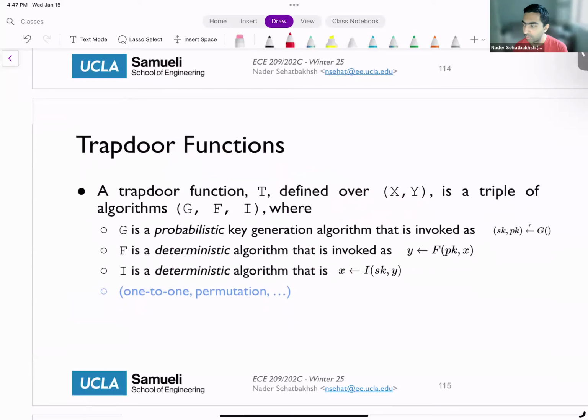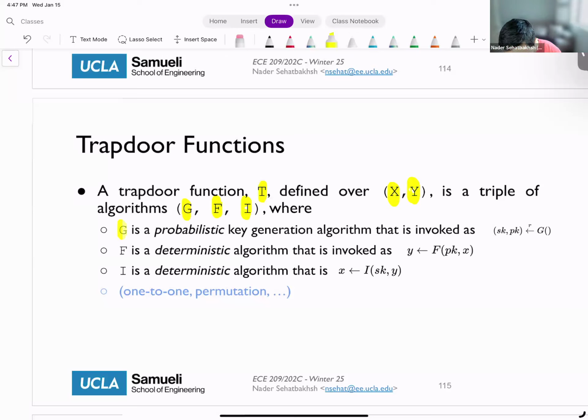So here's a little bit more formal definition of a trapdoor function. A trapdoor function, we show it as T. And we're going to talk about different trapdoor functions. The most famous one, probably, if you have heard about it, is the RSA trapdoor function. So essentially, this trapdoor function is a function that is defined over X and Y. And it creates three different algorithms or three different functions, okay?